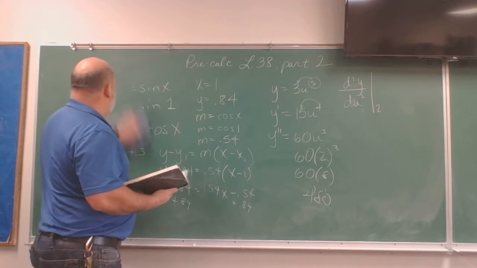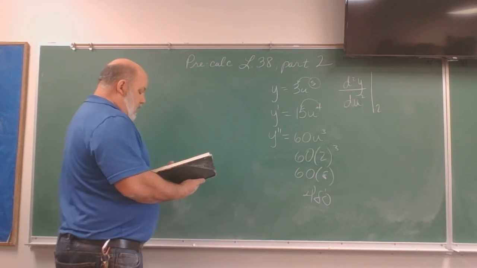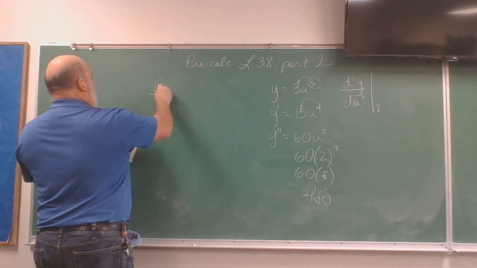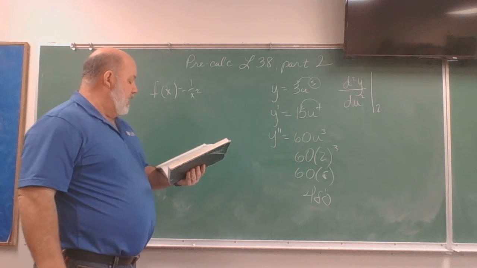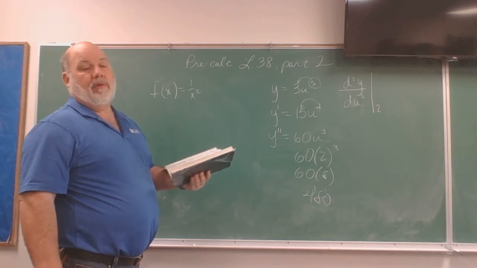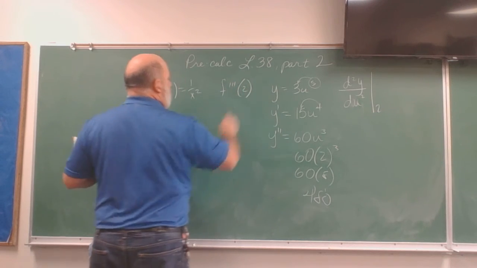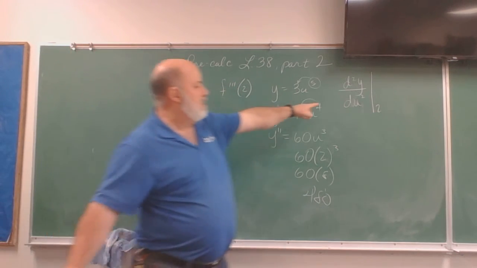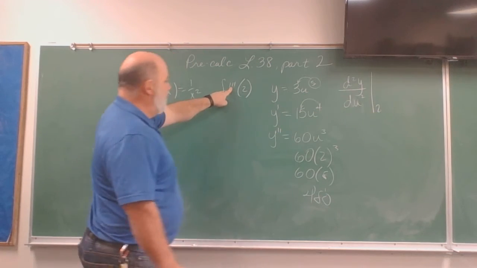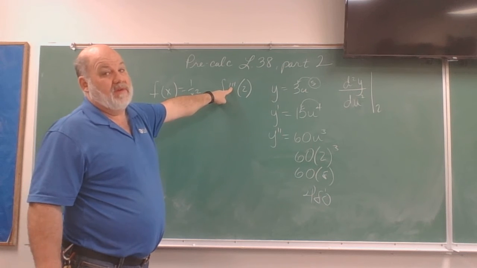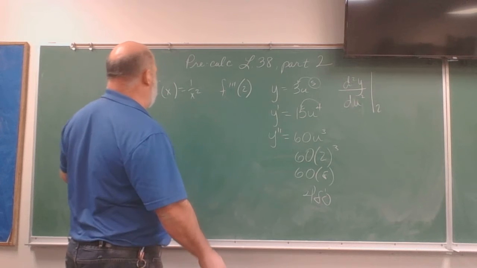38.6 says if f of x equals 1 over x squared, find f triple prime of 2. This says find the second derivative, plug in the number 2. This says find the third derivative and plug in the number 2. I don't know why they're so stuck on 2, probably because it's kind of easy.